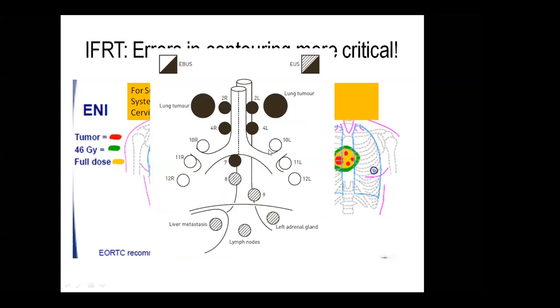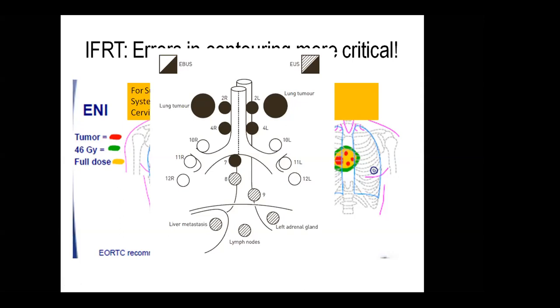So all these level 10, level 4, the nodes which are located around the trachea, can be easily sampled by the EBUS. But the nodes which are located along the esophagus, that is the level 8 and the level 9 lymph nodes, are better sampled on the EUS. So they are kind of complementary.